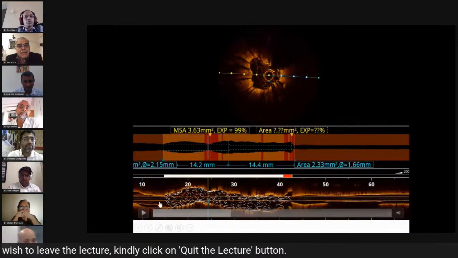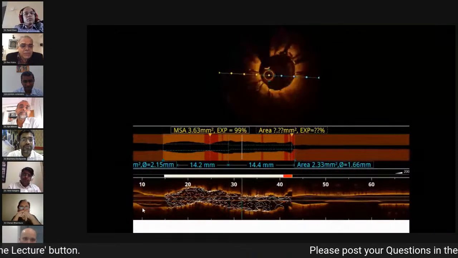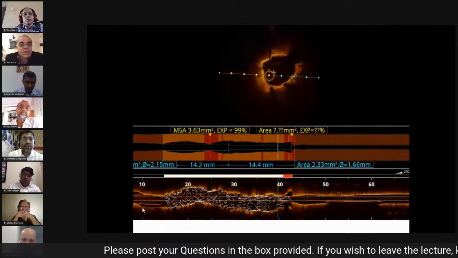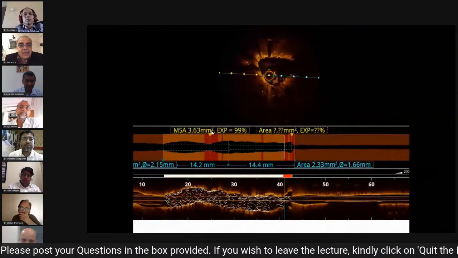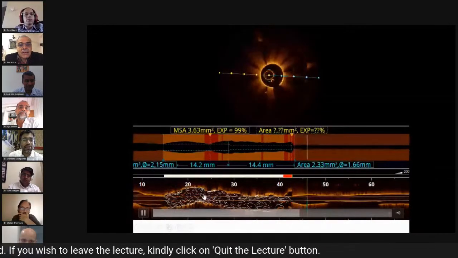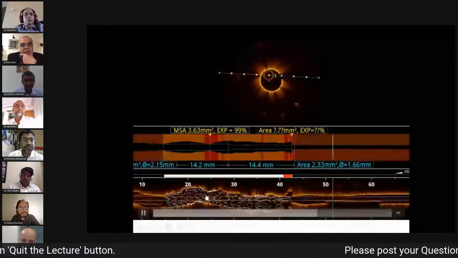So, yes, Dr. Kala, do you have a comment? No, I was saying that where he has stopped just now, there is still a waist. That is the same portion which caused all the problems, isn't it? Yes, an MSA of 3.63 is less, actually. It again points to a further risk of restenosis, right? Yes, restenosis and even stent thrombosis.